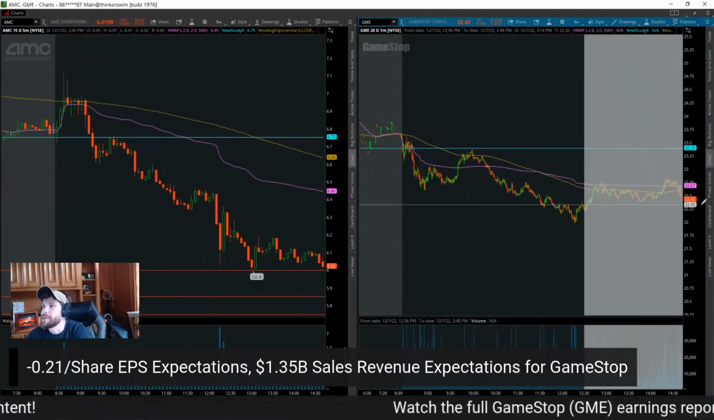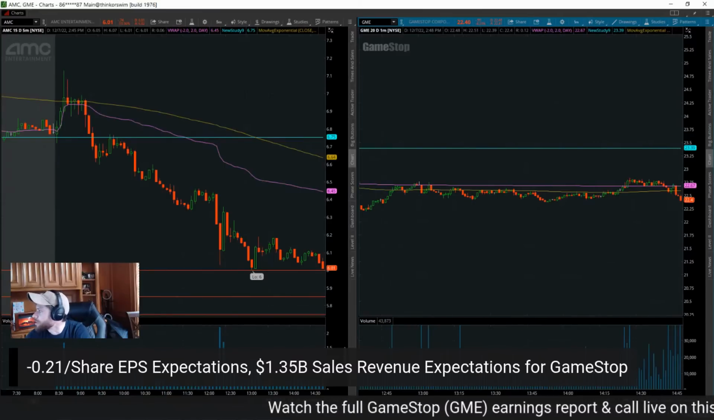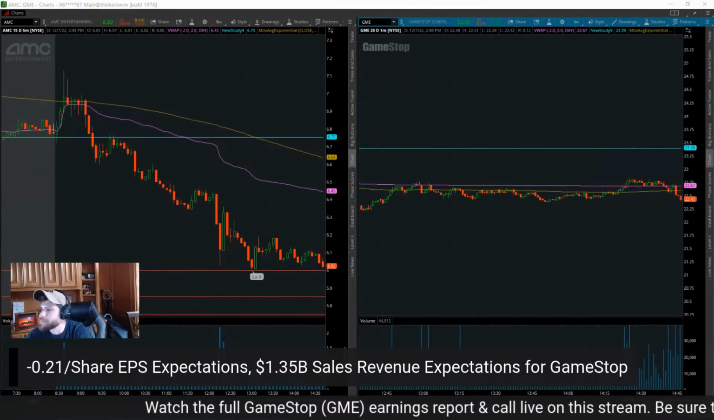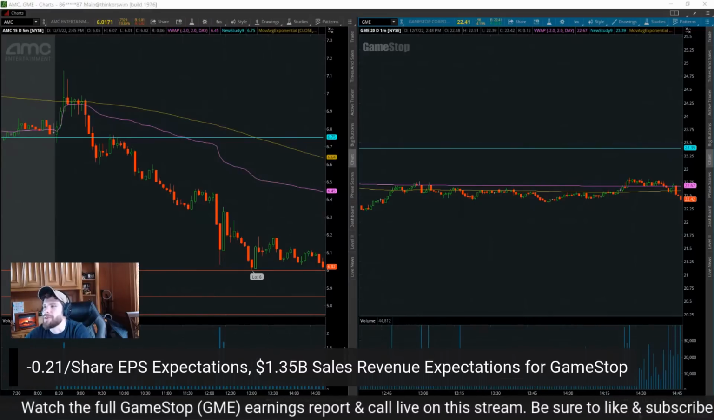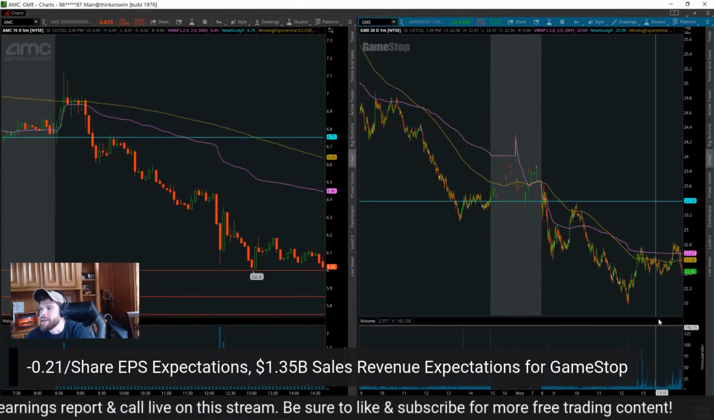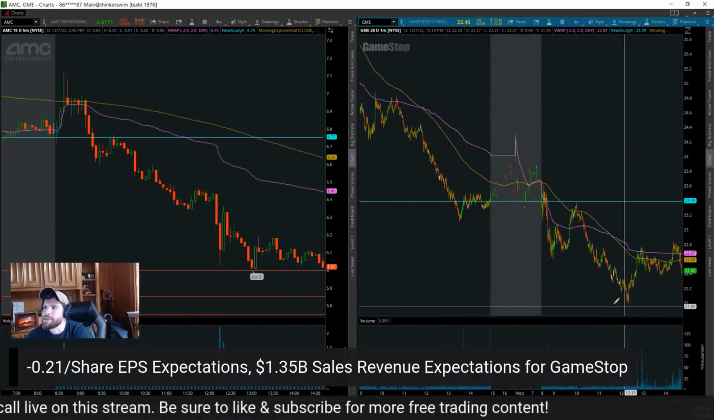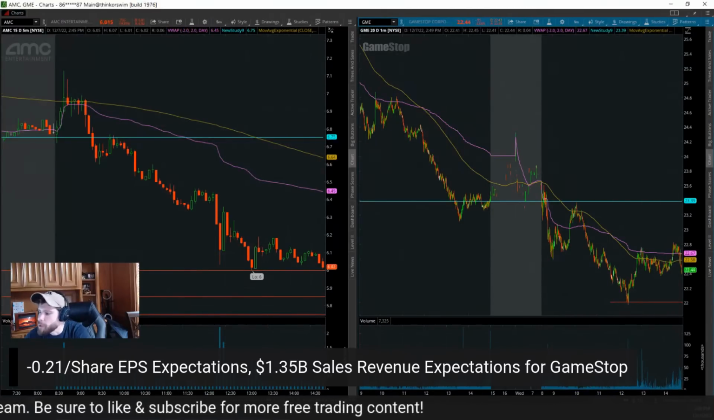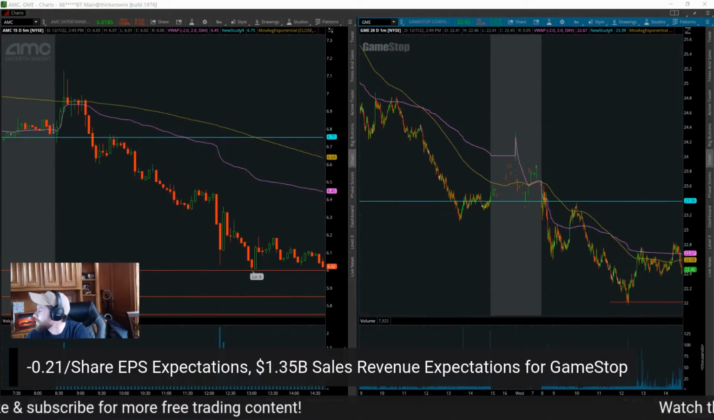A little dip in GameStop here over the last couple minutes. We're at 2240s right now. So again, none of this price action means too much. We want to see it hold over 22, of course, but none of this means too much until we get the actual earnings come out, which again drop at 4:05 in about 15 minutes.